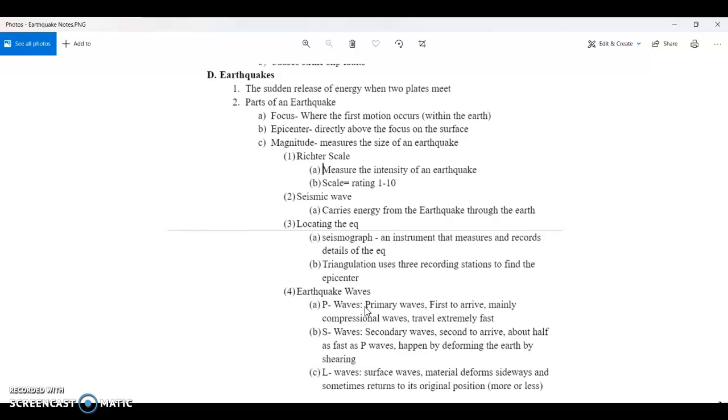Then we have S waves. Those are secondary waves. They're the second to arrive. They're about half as fast as P waves, and they happen by deforming the earth by shearing. So shearing is the process of the earth moving in parallel but opposite directions.